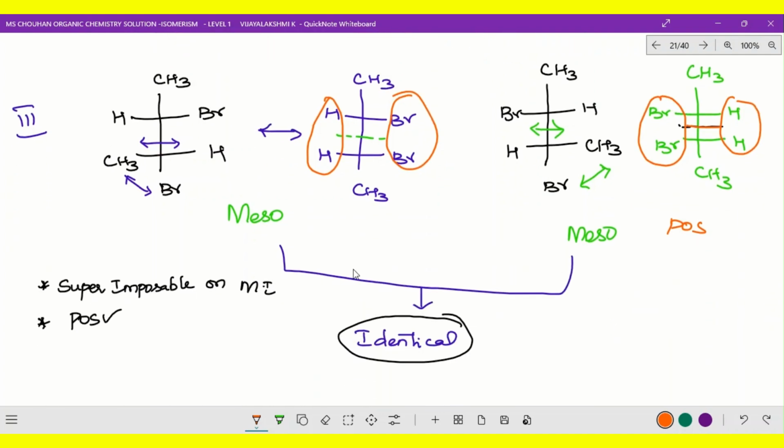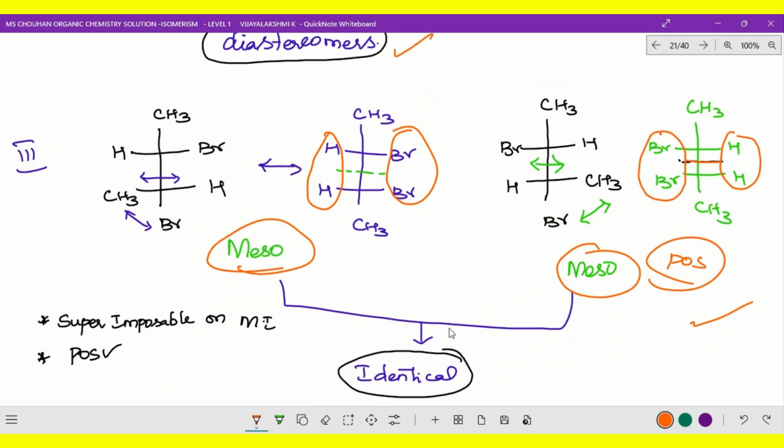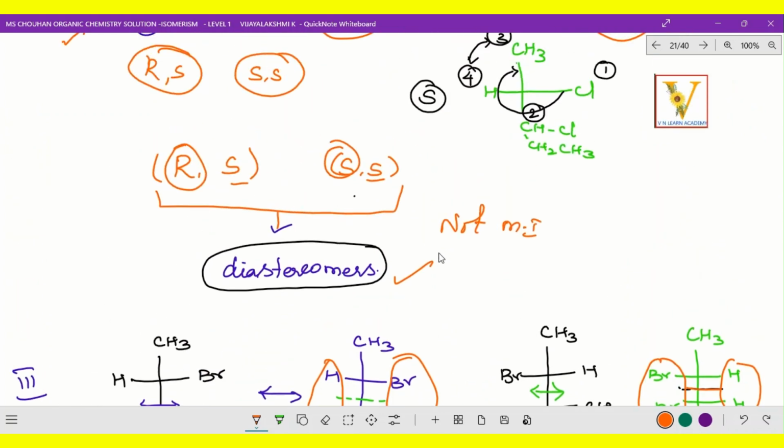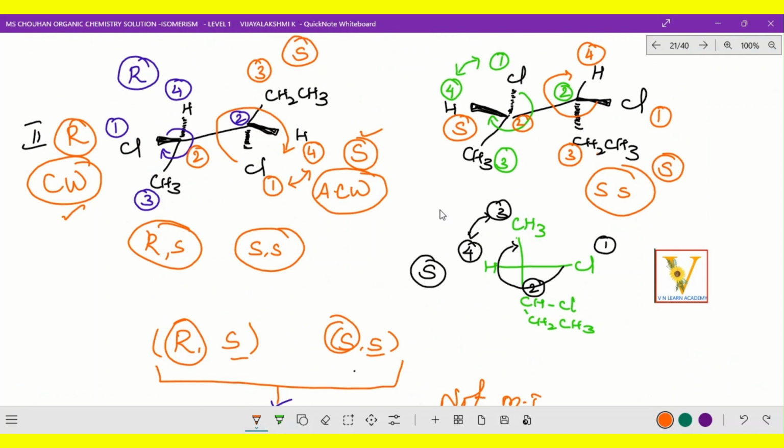So here it is identical. Identical, we can say one more word, it is meso. So in that meso generally you can find it is superimposable on its mirror image, POS will be present, so that is called meso. Now I think you got that idea. What are those three? First compound, it is enantiomer. Second compound, it is diastereomers. Third compound, identical. I hope you got the clarity of these. I already mentioned all these points for you to remember.